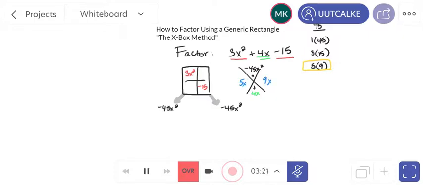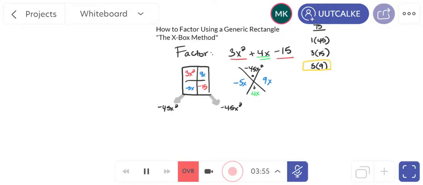Which of these numbers must be negative in order to add to 4x? That's right, we want to make sure that it's negative 5 because 9 plus negative 5 is like 9 minus 5, and that adds to 4x. Now we're ready to fill them in our rectangle. In order to finish our process, we need to find the length and the width of the generic rectangle that we've created.